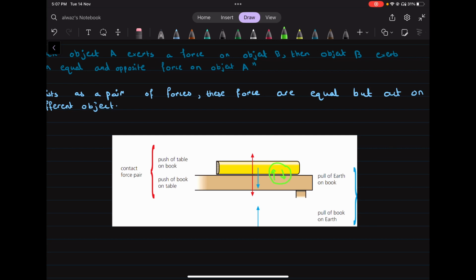And then we see that there is gravitational pull on the book from the earth. So if this is the earth and this is the book, the earth is pulling the book downwards. But due to Newton's third law, we also know that there must exist another force in this pair. So that force is going to be the pull of the book on the earth. So the book also pulls the earth with an equal magnitude in the opposite direction, which means towards the book.